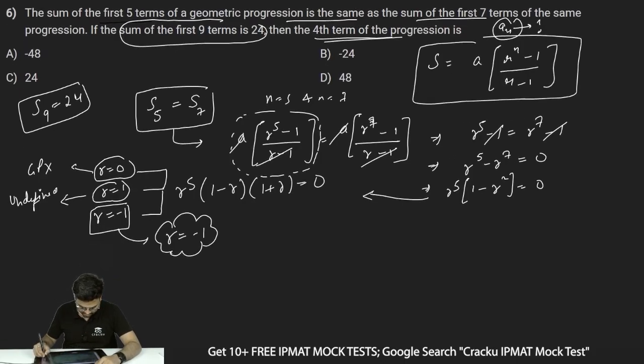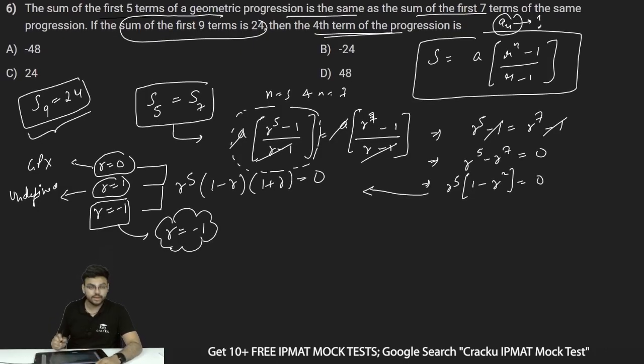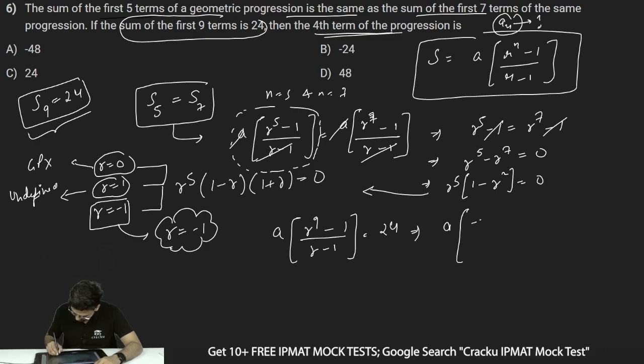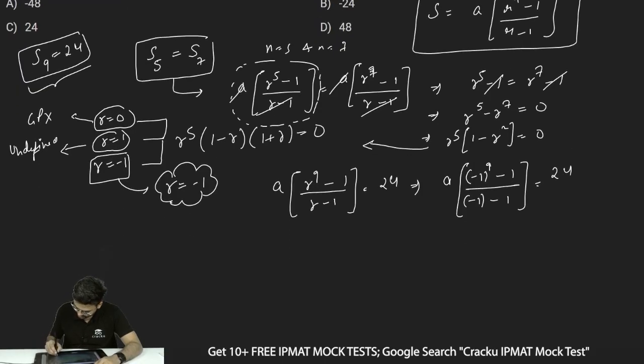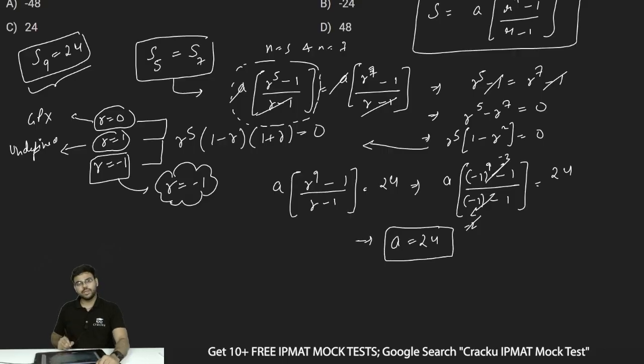So what I'll do, I'll just substitute the values. I'm also given S9 is equal to 24. So I'll write a into r to the power 9 minus 1 upon r minus 1, which is given as 24. So I can write a into (minus 1 to the power 9 minus 1) upon (minus 1 minus 1) equal to 24. Minus 1 to the power 9 will be minus 1, minus 1 minus 1 is minus 2, and the denominator is also minus 2. So both terms will cancel, and I am left with a equal to 24.